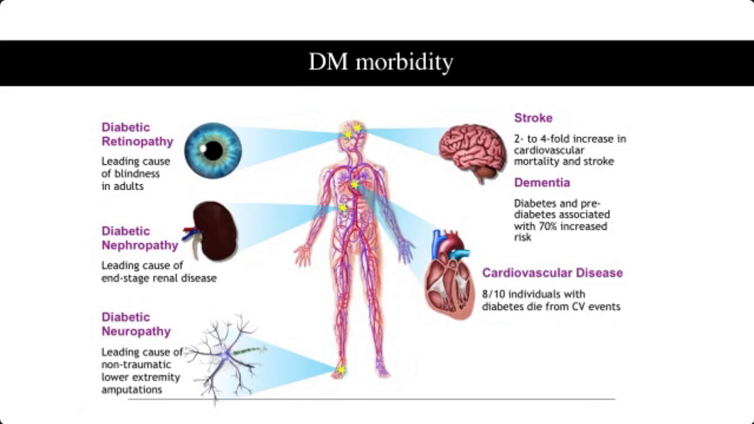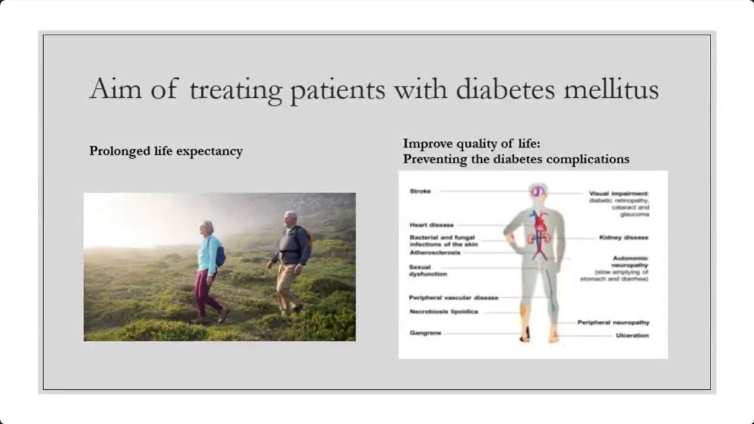But diabetes can also cause macrovascular complications, which are the cause of mortality, like stroke, cardiovascular disease, or peripheral artery disease. So when we treat patients with diabetes, we aim to prevent the microvascular complications, so we prevent disability, but we also aim to prolong life expectancy by preventing the macrovascular complications. This is the main aim in managing any patient with diabetes mellitus.